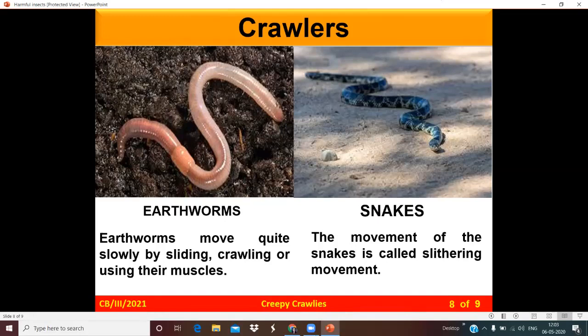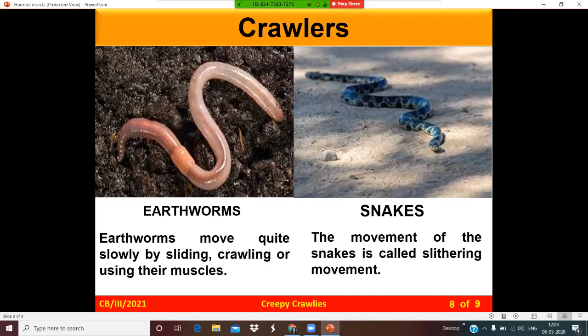Insects are having eyes, antennas, right? They are having legs, right? They are having different parts of the body, but these crawlers, they do not have ears, eyes, teeth, legs. They don't have anything. They just crawl on the land. Now, what exactly is the difference between the earthworms and the snakes now, right? Earthworms move quite slowly by sliding, crawling, or using their muscles.